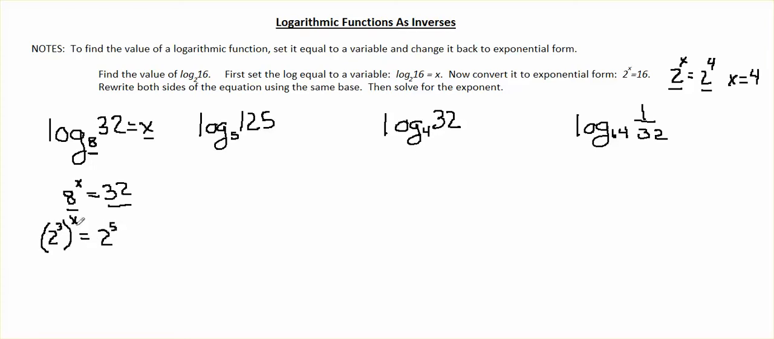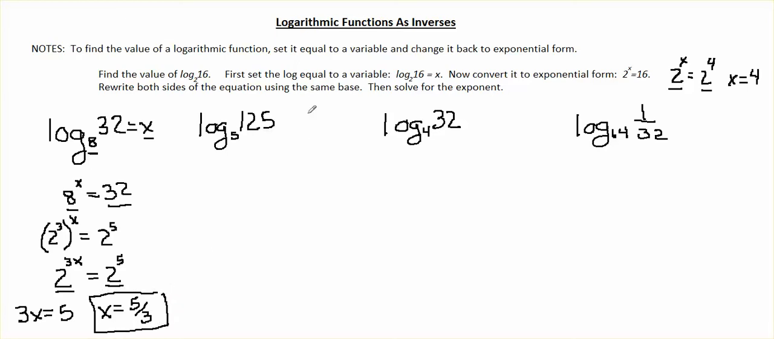When I raise an exponent to an exponent, I multiply them. So I have 2 to the 3x equals 2 to the 5th power. My bases are the same, so now I can set my exponents equal. I get 3x equals 5. And then when I solve, I get x equals 5/3. And that is my answer for the first problem.